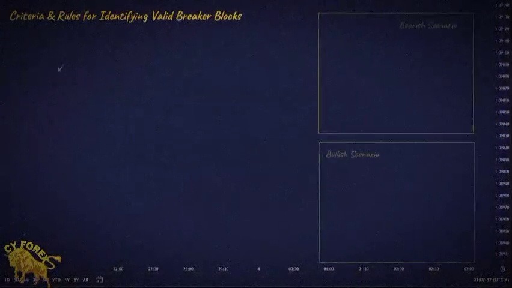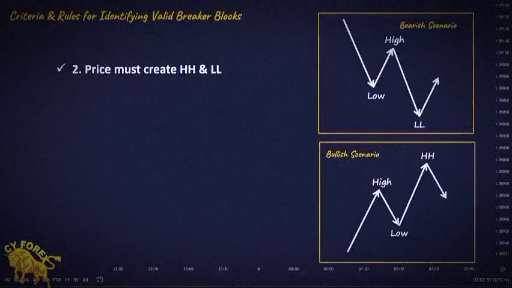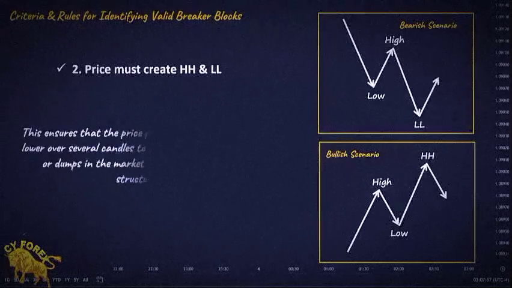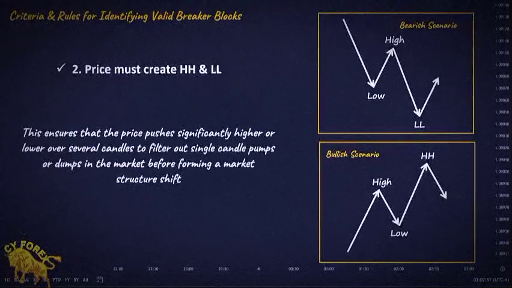The second rule is that in a bullish scenario, the price's sharp movement must form a higher high, and in a bearish scenario, it must form a lower low. This ensures that the price pushes significantly higher or lower over several candles to filter out single candle pumps or dumps in the market before forming a market structure shift. This precaution is necessary because we cannot rely on manipulated moves or moves driven by significant excitement.